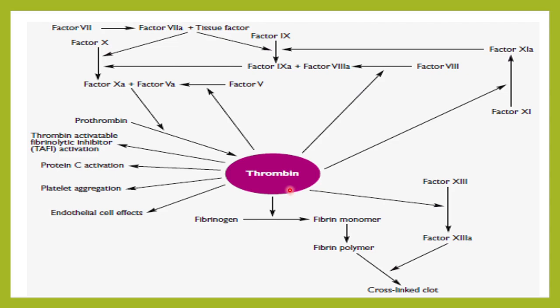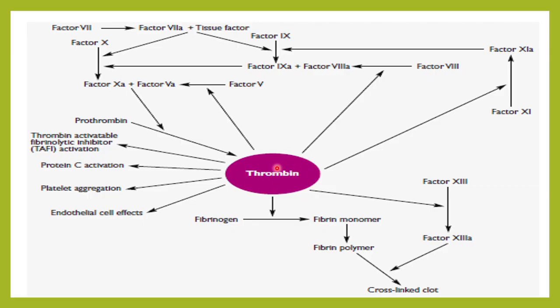What happens is, when thrombin is activated, it helps in the conversion of fibrinogen to fibrin monomer, isn't it? Other than this, thrombin also activates factor 5, and factor 5 activates factor 10. Thrombin also activates factor 8, and factor 8 activates factor 9.